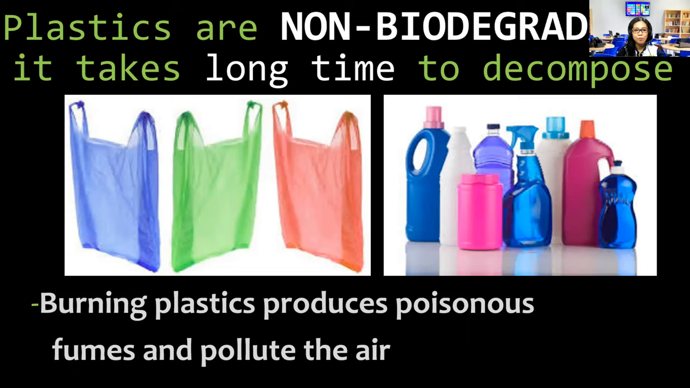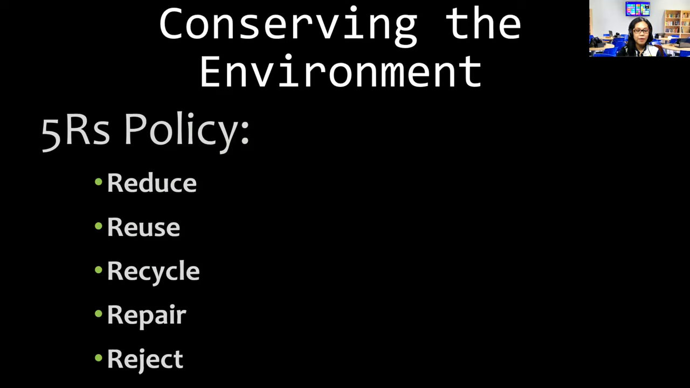So these are plastic bags, and we have here plastic containers or gallons, and they are non-biodegradable. These are created by humans, or we call them artificial materials or human-made materials. Okay, to conserve the environment, these are the 5 R's policy. Number one, reduce. Number two, reuse. Number three, recycle. Number four, repair. And number five, reject. Okay, these are the 5 R's policy.